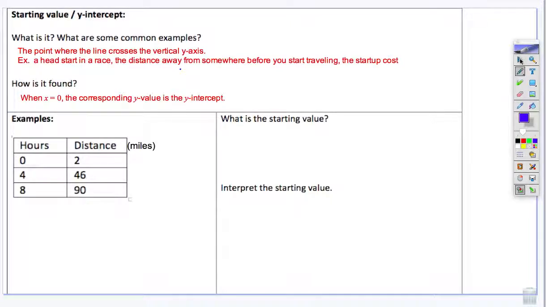All right, in this video we are talking about starting value or y-intercept. For your definition of starting value, this is the point where, if we're talking about a line, the line crosses the vertical y-axis. That's why it's called y-intercept. If you need to pause to get any of this written down, feel free.